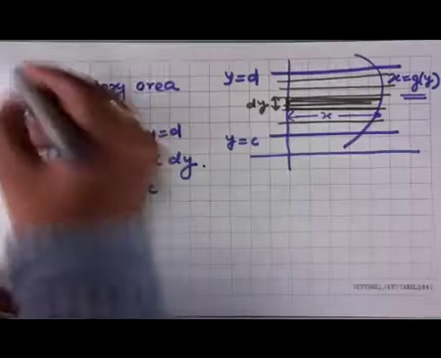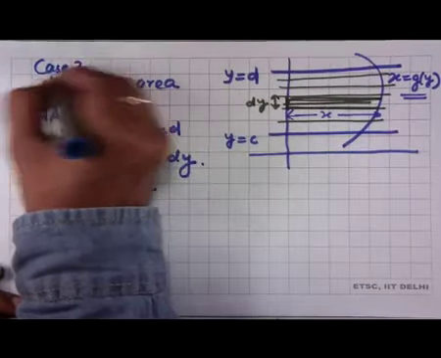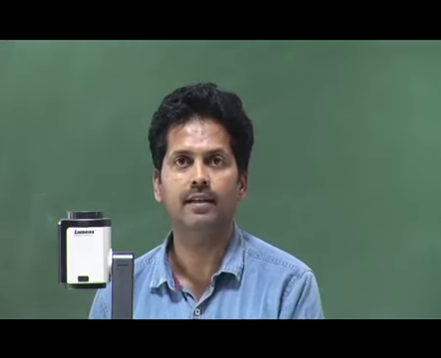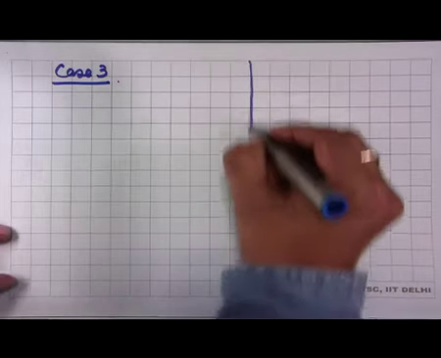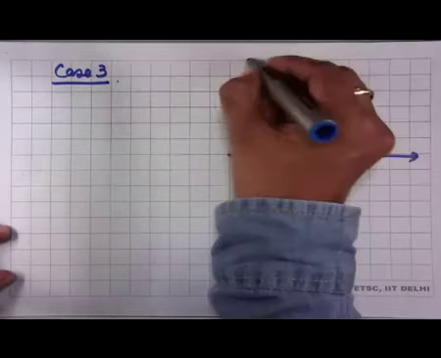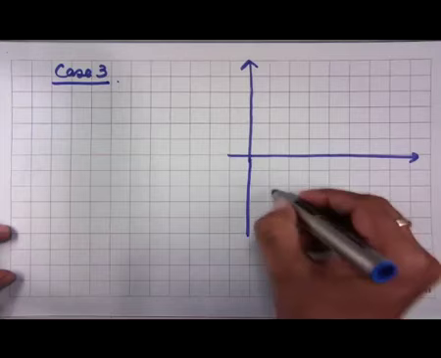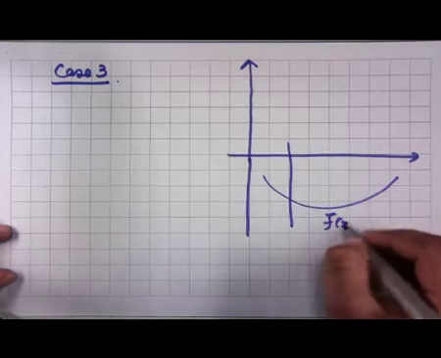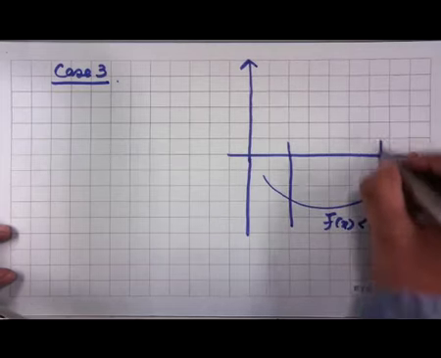So this was case 2. Let us see case 3, where your function is all below x axis. So this is your f(x), which is all negative from a to b.